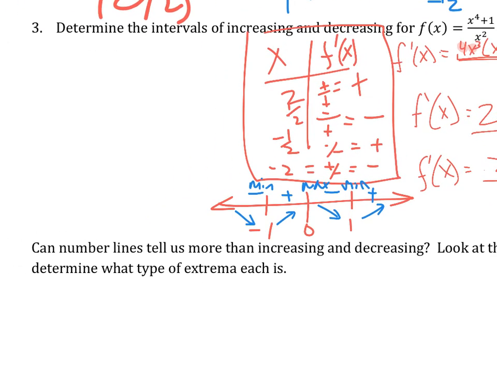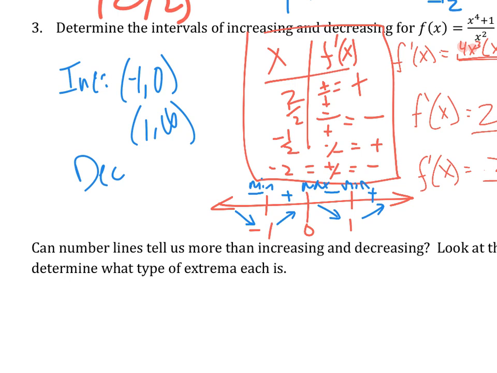All right, so we have our increasing intervals, and that's going to be from -1 to 0, and from 1 to infinity. We've got decreasing, and that is from negative infinity to -1, and from 0 to 1. There we have it.